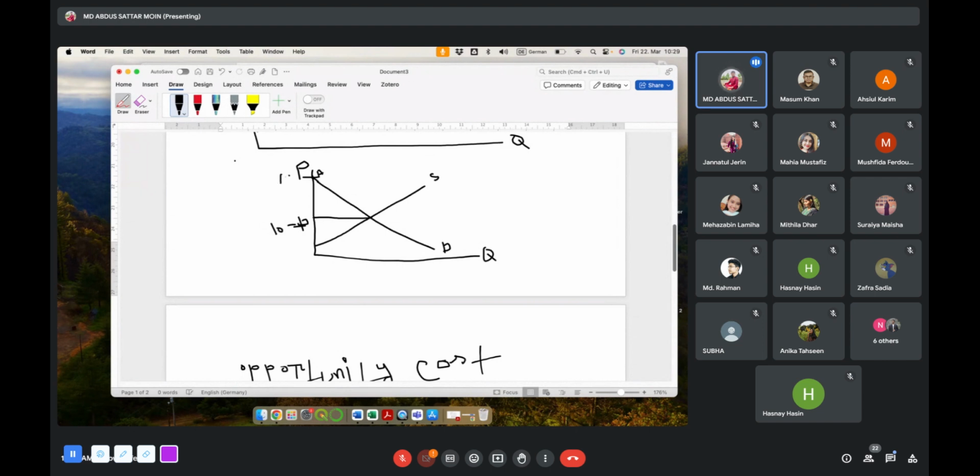So this difference between my maximum willingness to pay, which is let's say 15 taka, this is the maximum willingness to pay, that at maximum I can offer 15 taka to purchase the product, but in the market the price of the product is 10 taka.